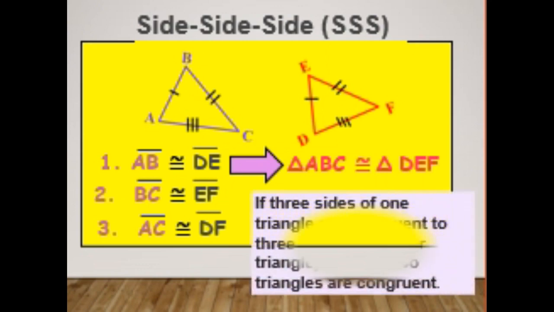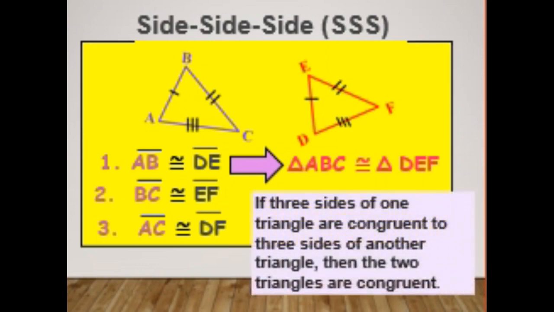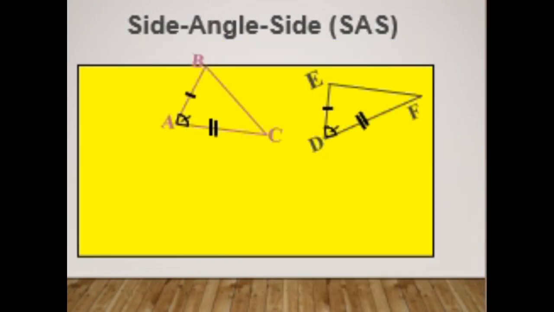Always remember the side-side-side or SSS postulate: if three sides of one triangle are congruent to three sides of another triangle, then the two triangles are congruent. Alright?